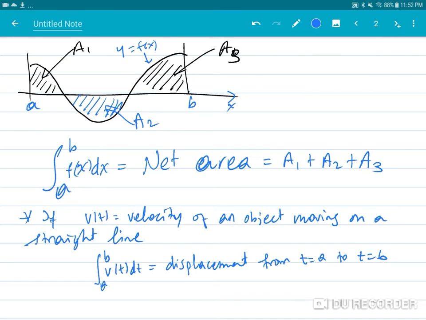And next, I have done a few examples in class, but I will do 3 more examples in here.